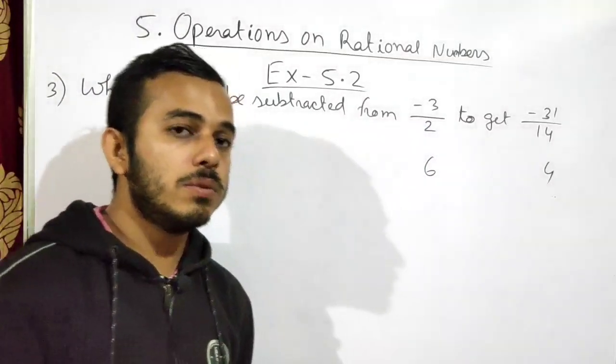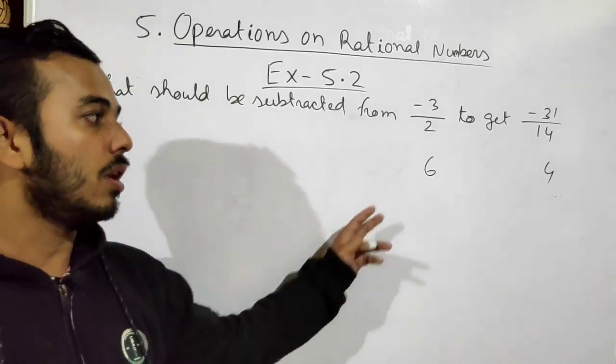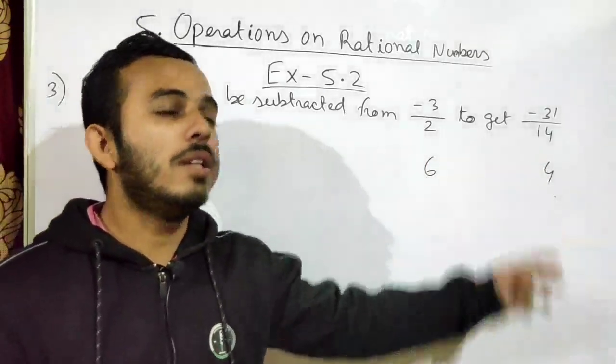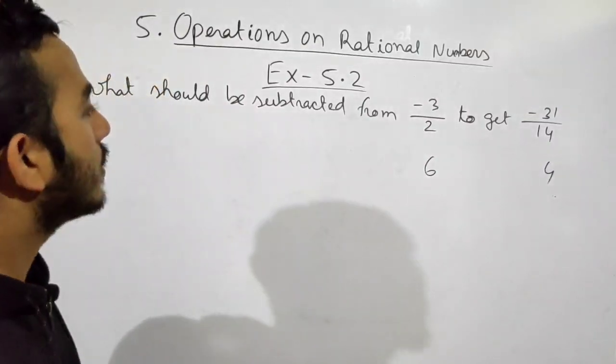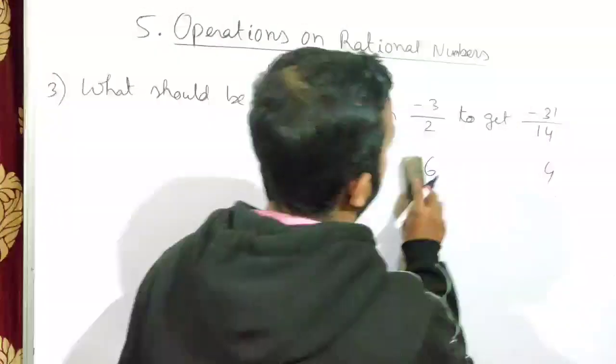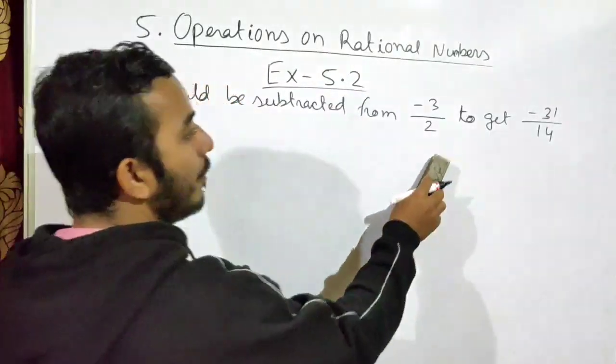To get the result 4 from 6 we have to subtract which number? It is 2, isn't it? Because if we subtract 2, then the result will be 4. So what should be subtracted from this to get the result? Here, do we know the number? We don't know the number, isn't it?